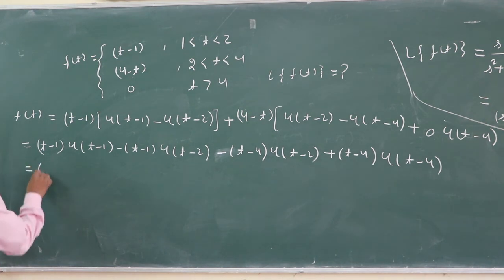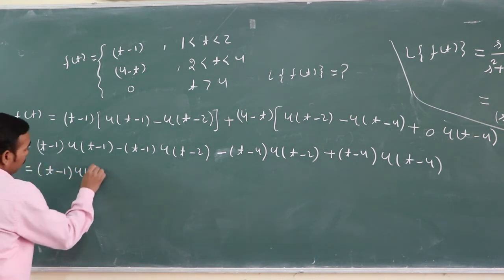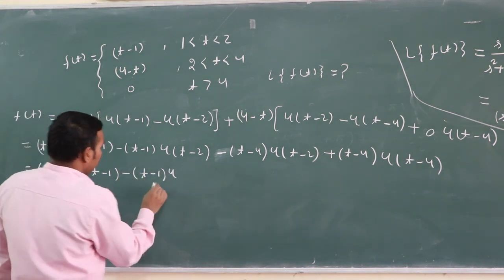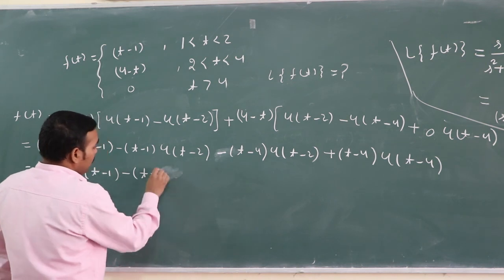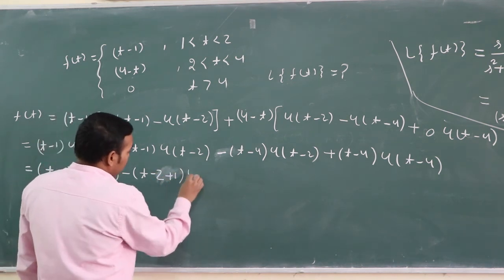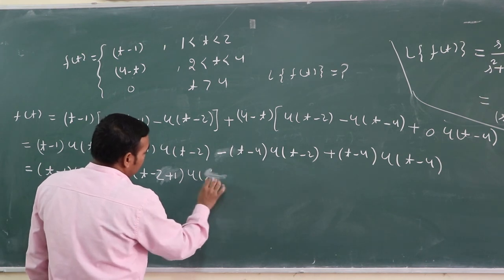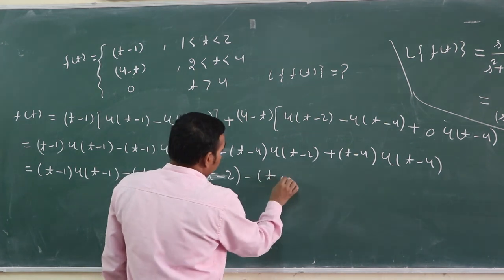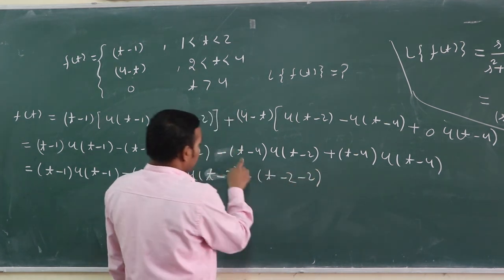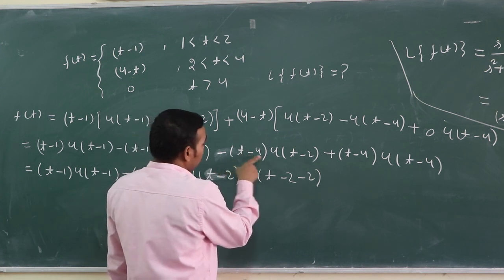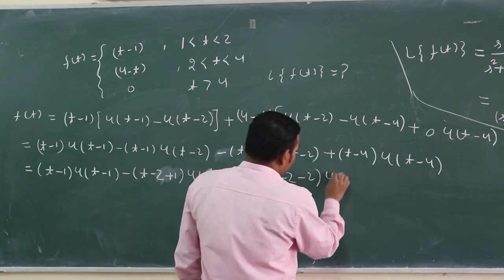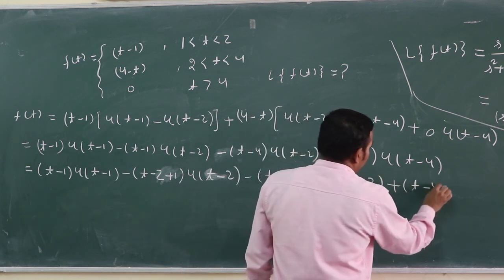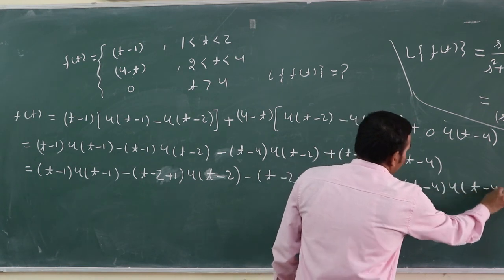So t minus 1 u of t minus 1 minus t minus 1 u, we write as t minus 2 plus 1 u of t minus 2, minus t minus 4, which we write as t minus 2 minus 2, u of t minus 2, plus t minus 4 u of t minus 4.